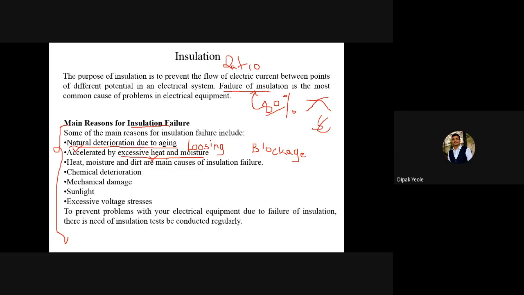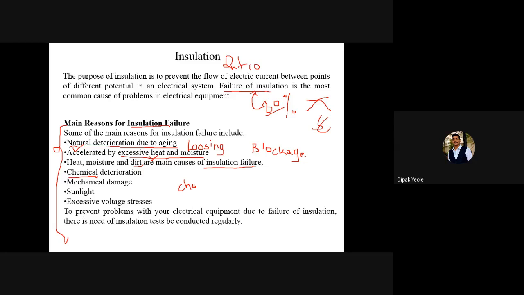The third cause is obviously dirt. Dirt also plays an important role in causing insulation failure. The fourth is chemical deterioration. If we are using the machine inside chemical industries, obviously pharma companies or chemical industries also need our electrical equipment to carry out their work.